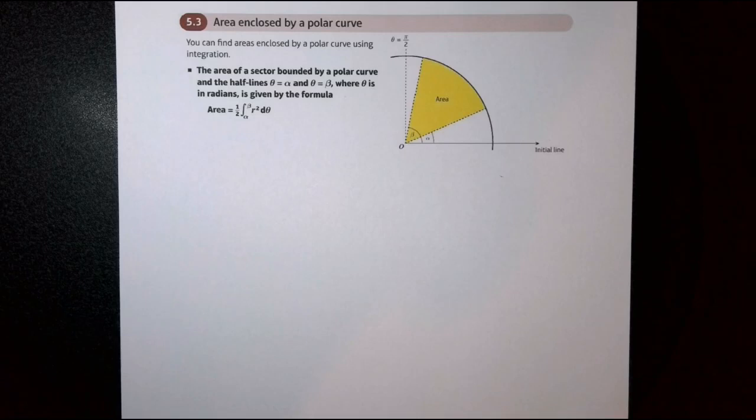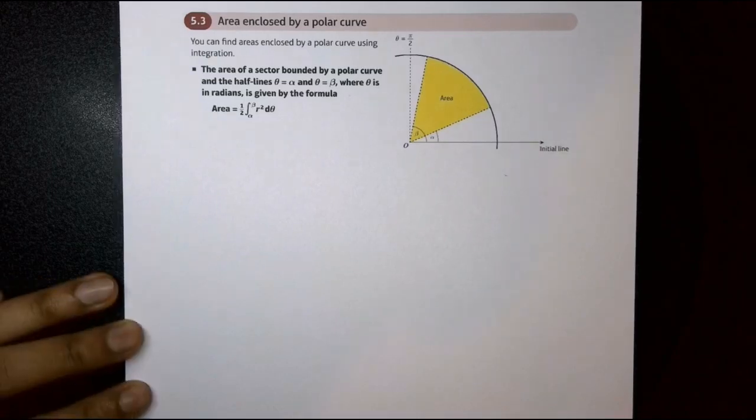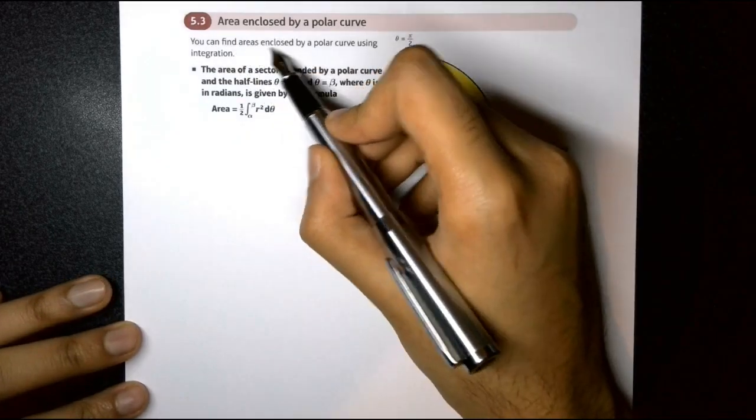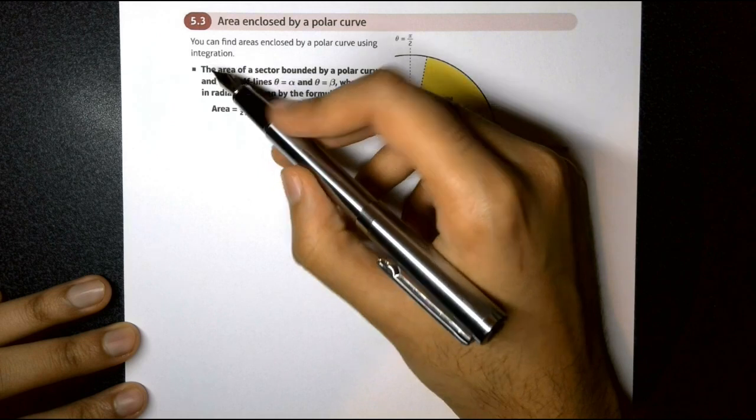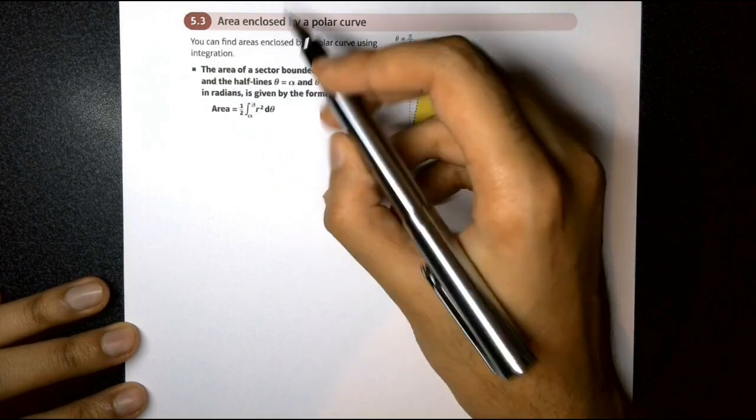5.3 Area enclosed by a polar curve. Now you can find areas enclosed by a polar curve using integration.